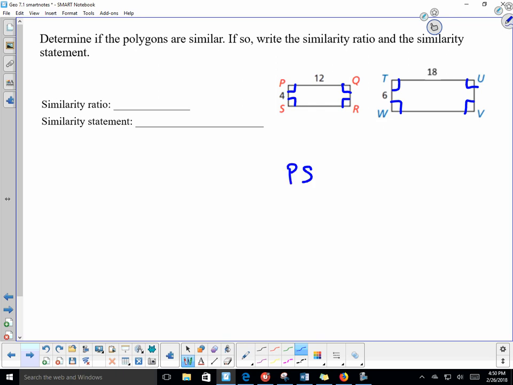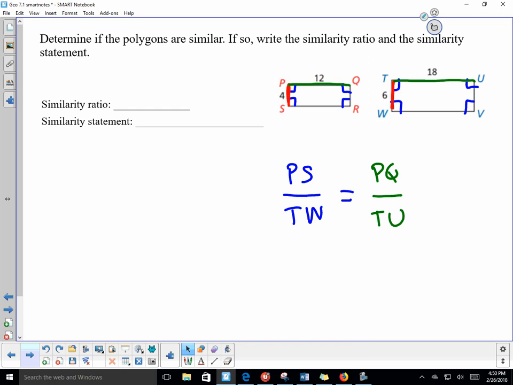Is PS to TW, we're assuming that this is going to be the corresponding side with this, but we're trying to see if they're congruent, is that ratio going to be equal to PQ and TU? Well, let's check. PS is this segment here, that's 4, and TW is this segment here, that's 6. So I get 4 over 6, and is that equal to, let's see, I've got PQ is 12 and TU is 18. So is that equal to 12 over 18?